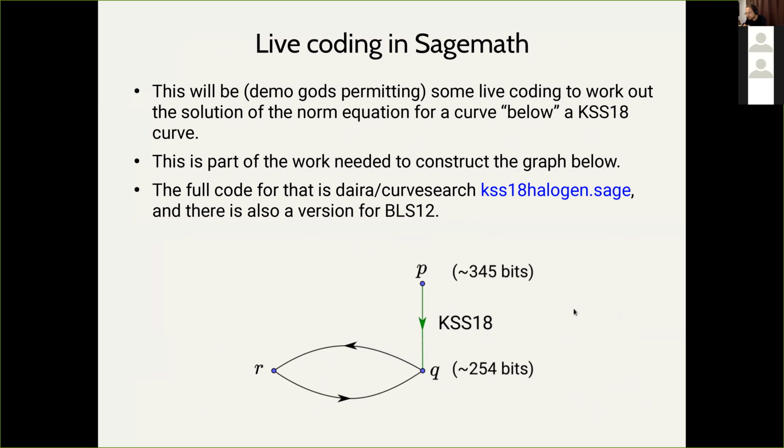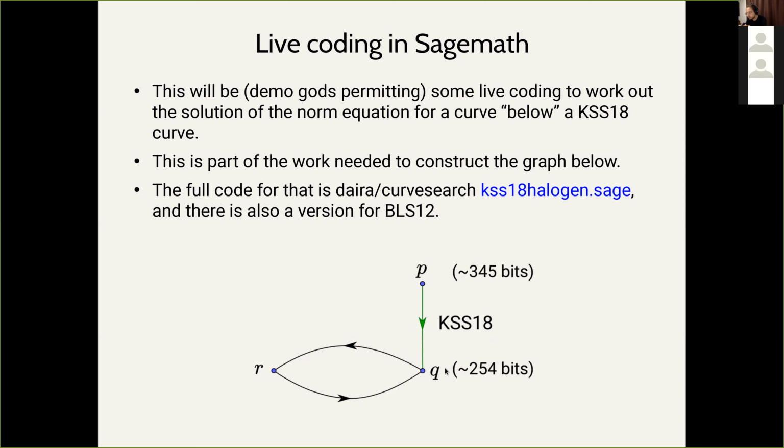So let's see whether we can give an example of solving the norm equation. I'm going to have to stop screen sharing the slides, and go to a Sage window, and we'll see how to do that. So the motivation here is we want to construct a KSS 18 curve, because this is the smallest construction I know of, the one that gives the smallest p that I know of. So Q and R have to be around 256 bits for security.